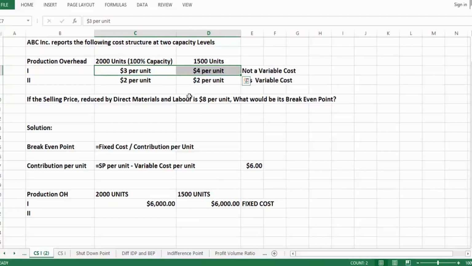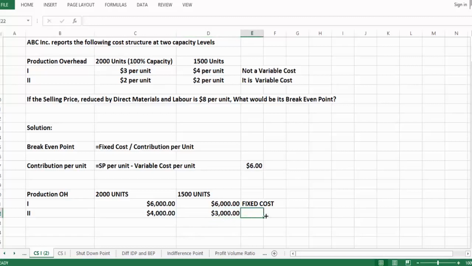And now let's test for the variable cost. Variable cost per unit will not undergo a change, but in totality it will undergo a change. How? We had 2000 units, right? 2000 units multiplied by $2 per unit, and it was $4,000. And when the production had come down to 1500, it had become 2 into 1500, and the cost has come down from $4,000 to $3,000. So it is variable cost. That's why we have taken $2 as a variable cost per unit.